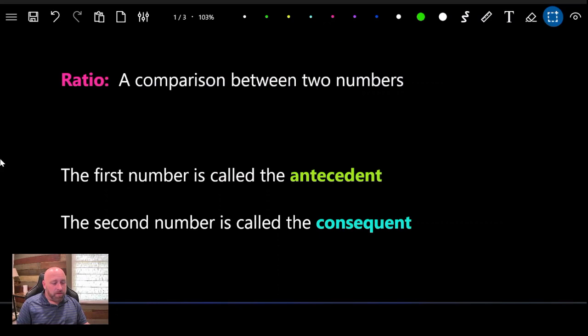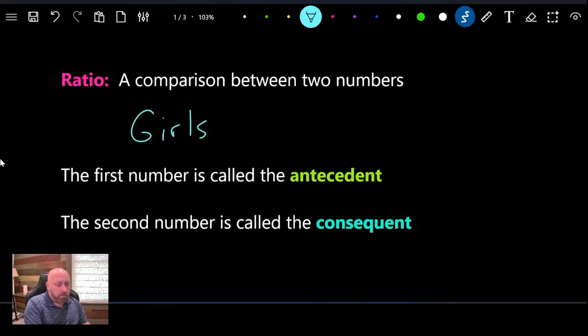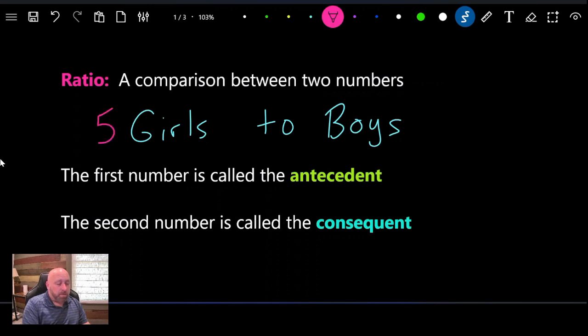What is a ratio? A ratio is basically comparing two numbers. You can compare anything that you want. Let's go ahead and compare girls to boys. Now, let's say that it's your class or your group at church or something, and it's a girl and boy split, and there are 5 girls and 3 boys. Okay, so 5 girls to 3 boys.